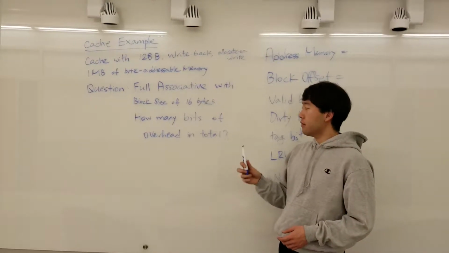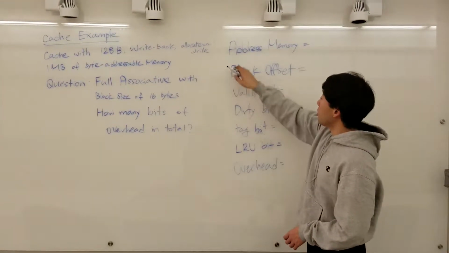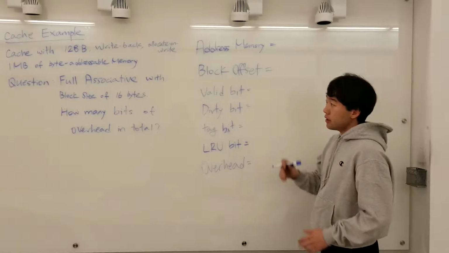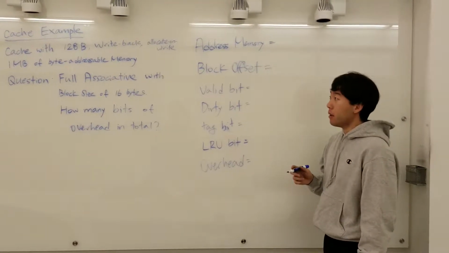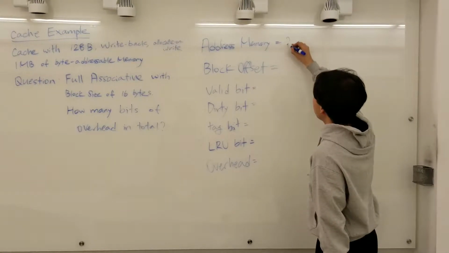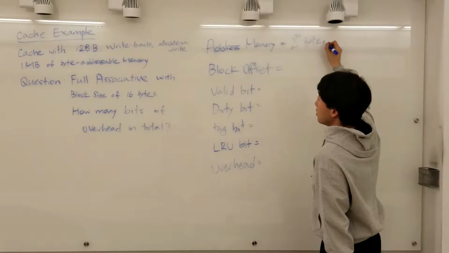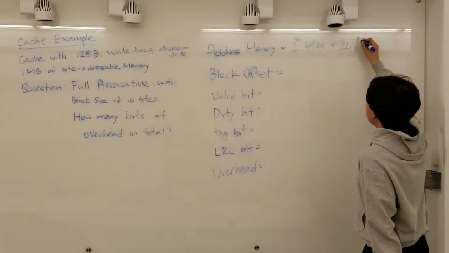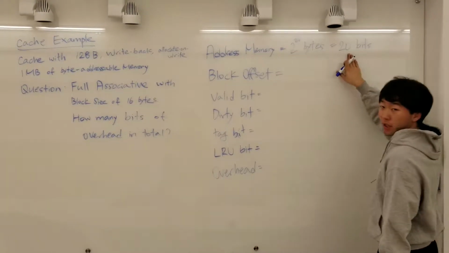How many bits of overhead in total? So we first calculate the address memory, and in the question it has 1 megabyte of byte addressable memory, so it will have 2 to the 20 bytes. So it will basically have 20 bits total. So the address memory will be 20 bits.